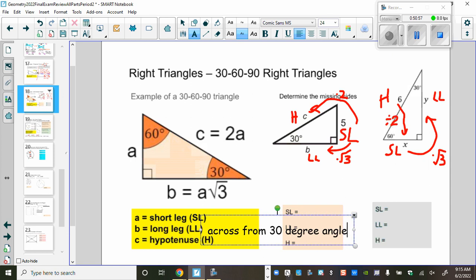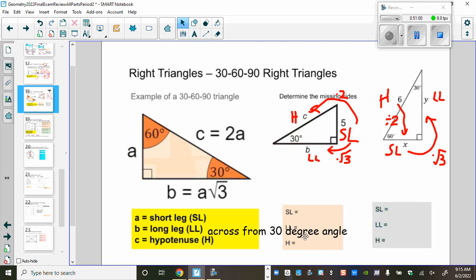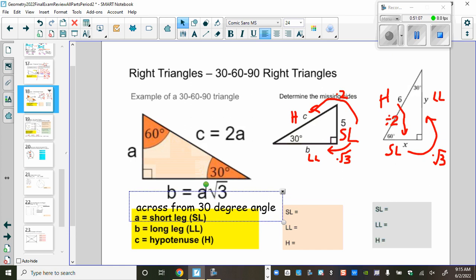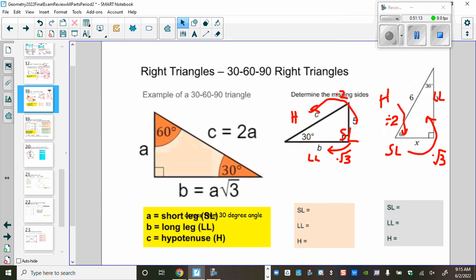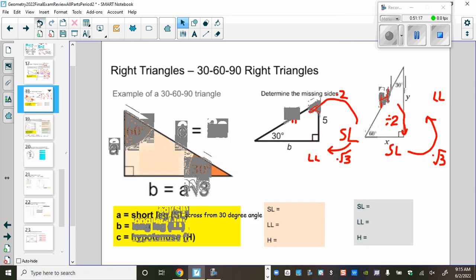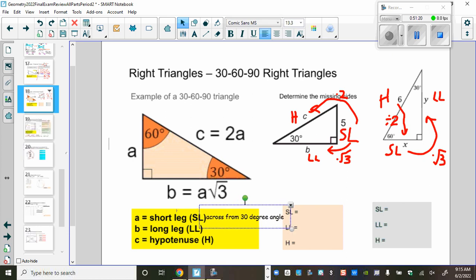The short leg was always across from the 30° angle. That's the key. Short leg is always across from the 30° angle. Long leg was across from the 60° angle. And the hypotenuse was always across from the right angle.